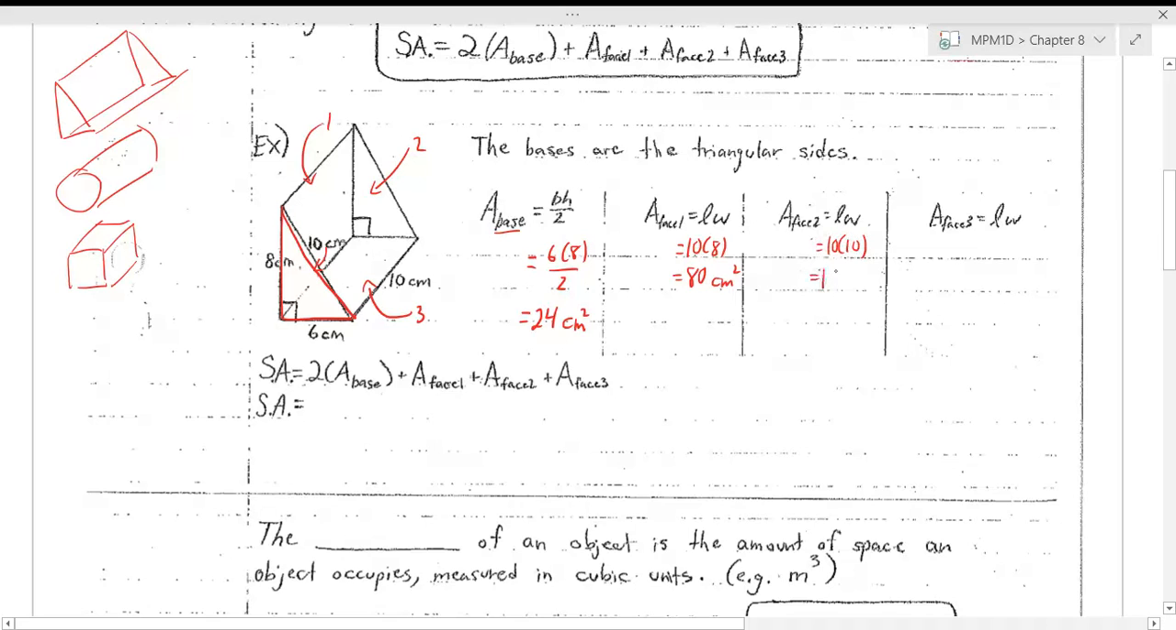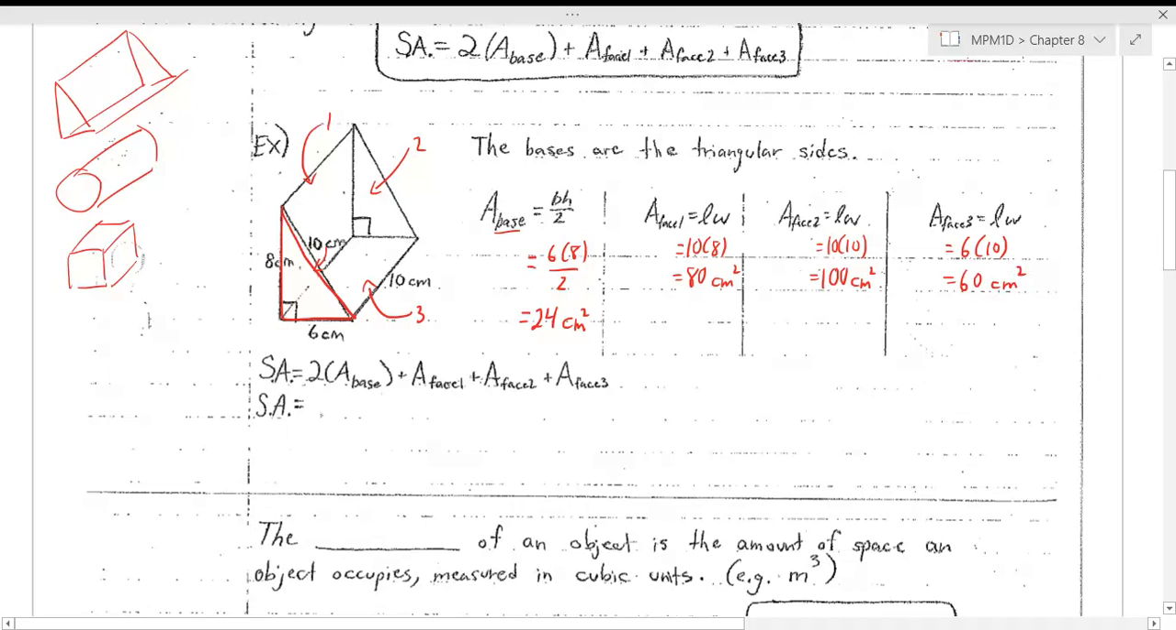So that's 100 square centimeters. And finally, the one underneath is 6 by 10. So that'll be 60 centimeters squared.